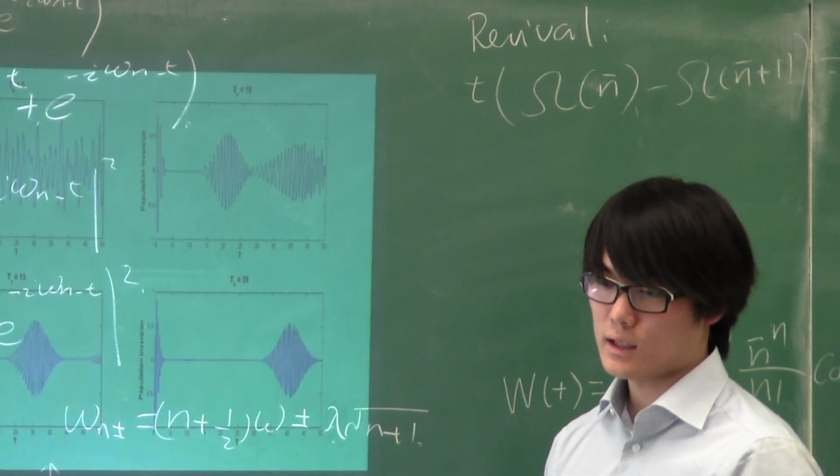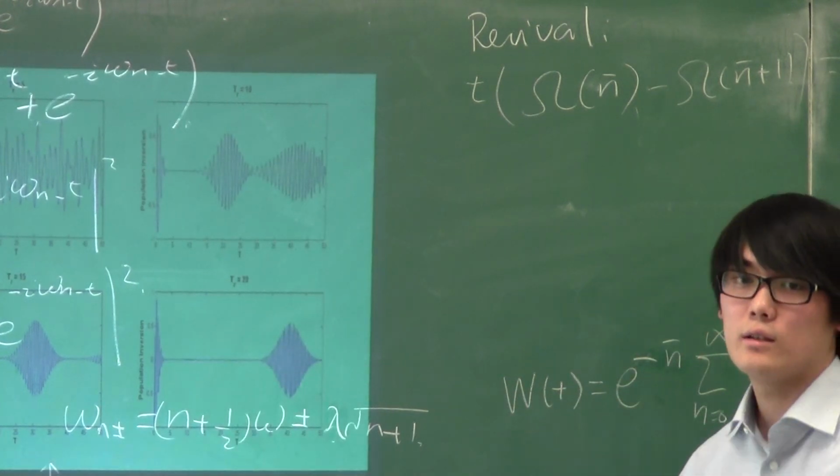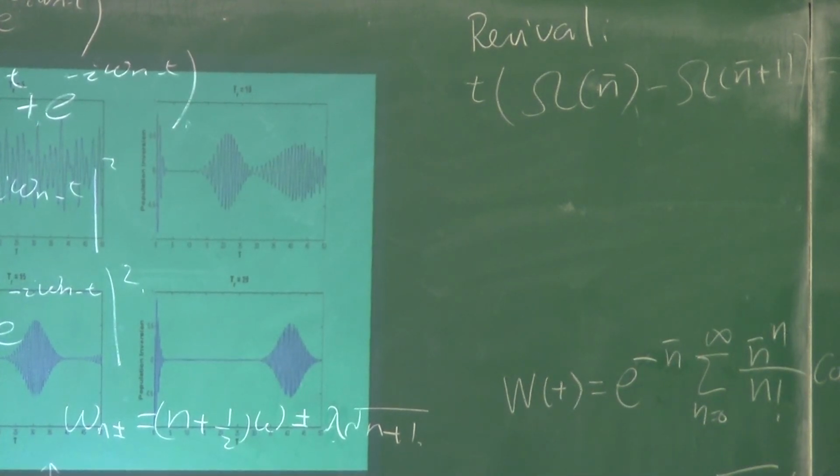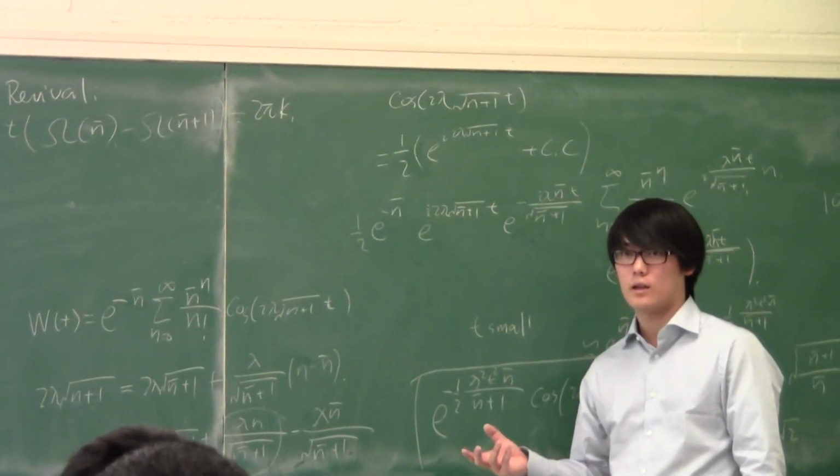So I guess we stop here, and next time we pick up with the thermal state, and then we're going to talk about Schrödinger cats. And we're going to talk about off-resonant coupling.